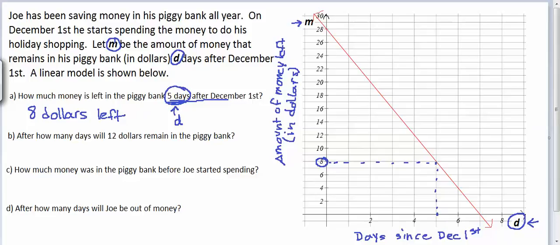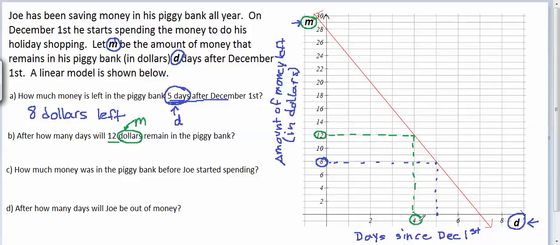All right, let's switch colors and look at part B. After how many days will $12 remain in the piggy bank? So the number we're given to look up is 12. We want to decide if that's an M or a D. So the units on that are dollars. When we look at our graph, we see dollars corresponds to M. Money, right? So this is an amount of money they've given us. So I'm going to need to look up 12 on the M axis. So I go to that value of 12 on the M axis, and I go across, see where it lines up with my line, and then I look down and see that my answer, my corresponding D value is 4.